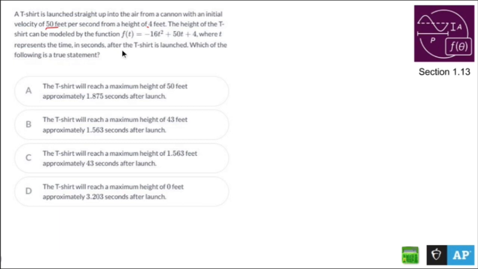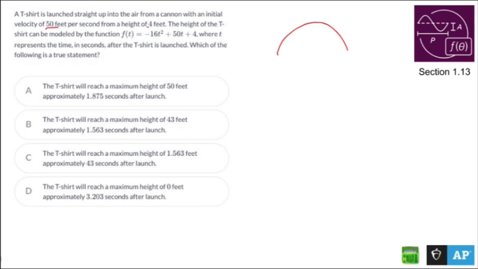T is time in seconds after the T-shirt's launch. Which of the following is a true statement? So we have ourselves a quadratic. It's going to look like this. What I need to do is use this information to run to a calculator and find out which of these statements are true.